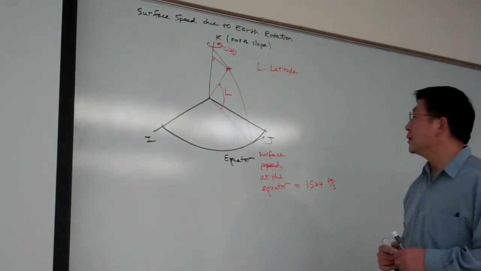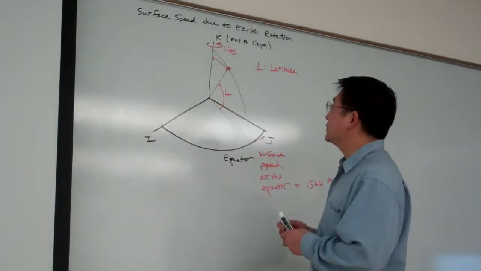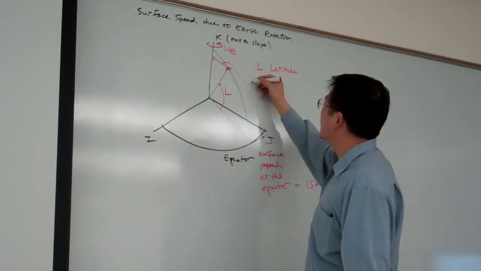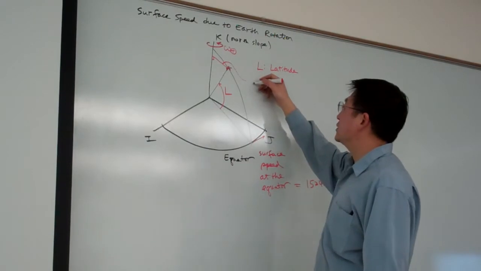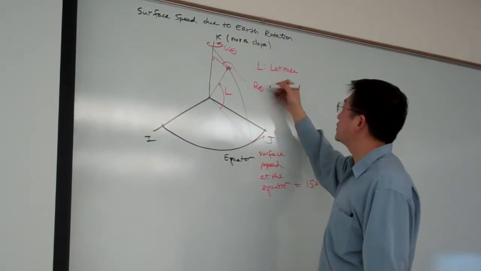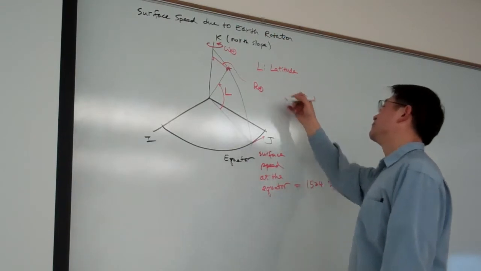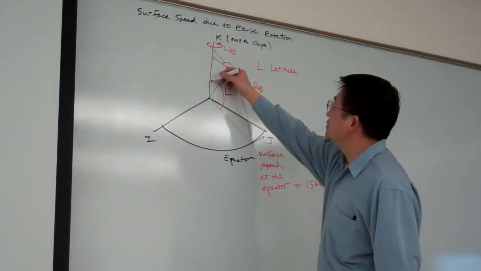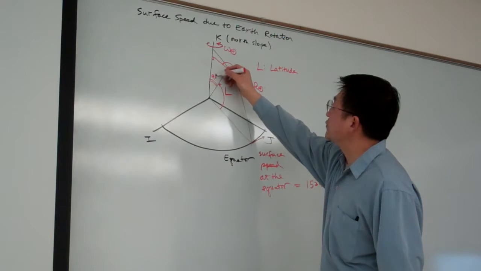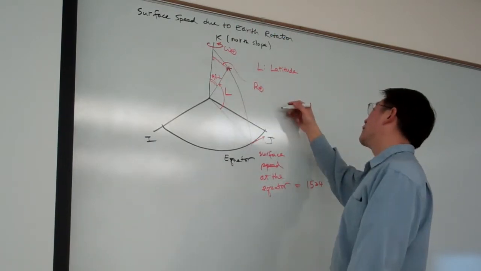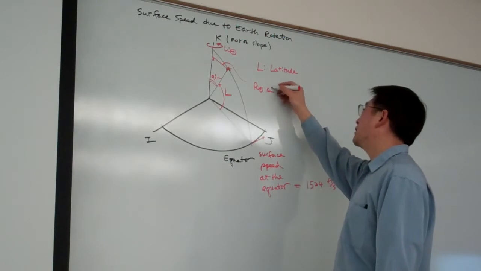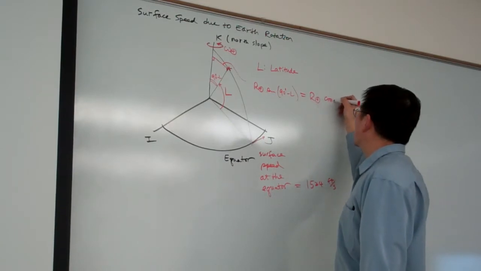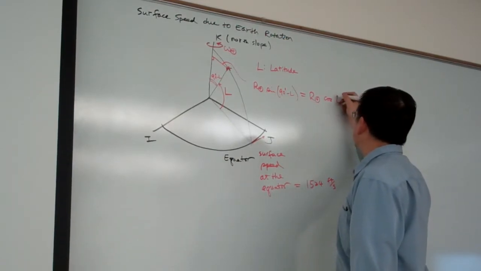Now what is this one? This is the distance from the site. Basically this distance is the radius of the Earth multiplied by the sine of 90 degrees minus L. So basically that is R Earth times cosine L. Be good?